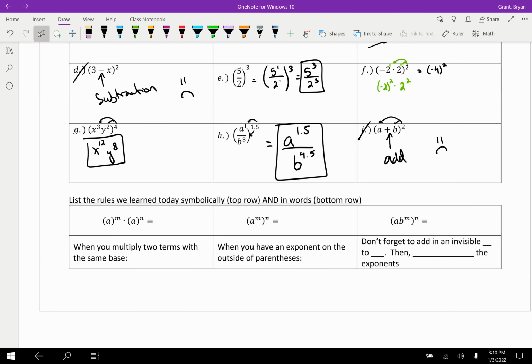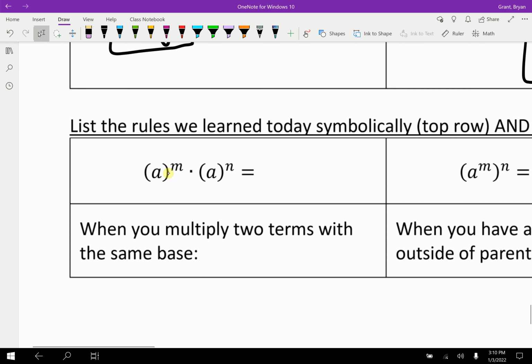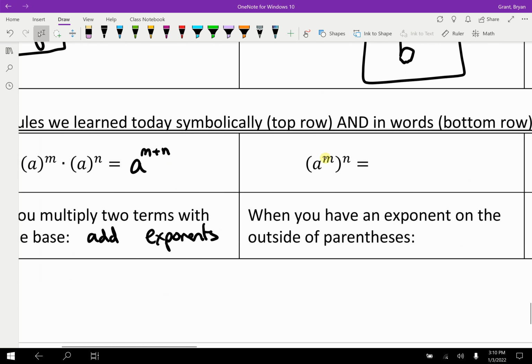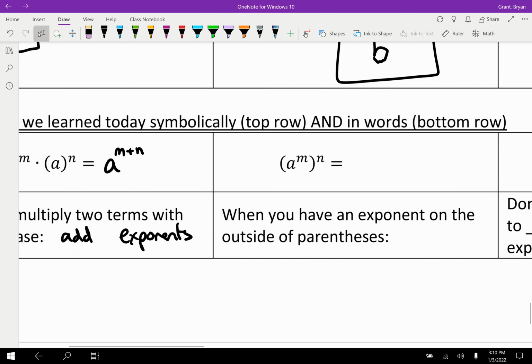But either way, we should at least now have enough to understand how to list our rules that we learned today. If you have two bases with two exponents and the bases are the same, then we combine them to a single base and do what with the exponents? Oh, that's right, we add them, m plus n. So when you multiply two terms with the same base, you add the exponents. When you have an exponent parenthesis exponent, we need to go through and do m times n. So when you have an exponent on the outside of parentheses, you multiply.